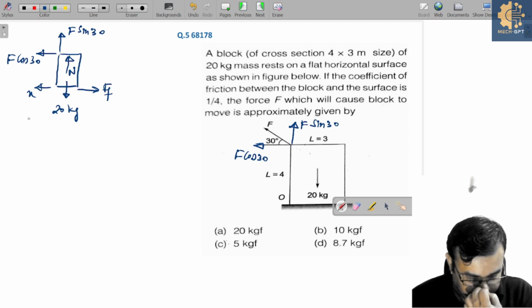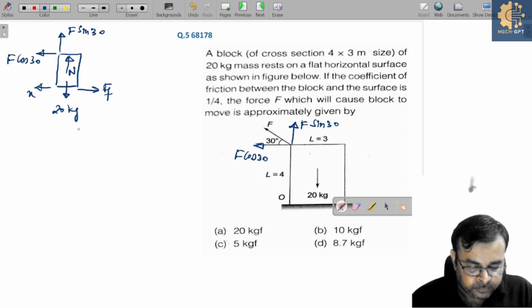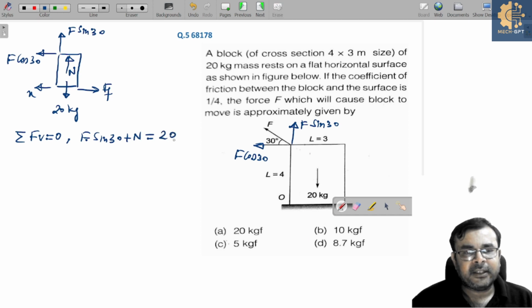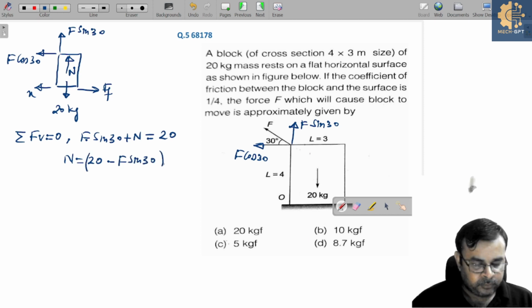So what we need to do, summation of, let's say if I say vertical force is equal to 0, so can I say this is F sin 30 plus n is equal to 20. So the normal reaction is nothing but this is 20 minus F sin 30. Yes or no? Correct?